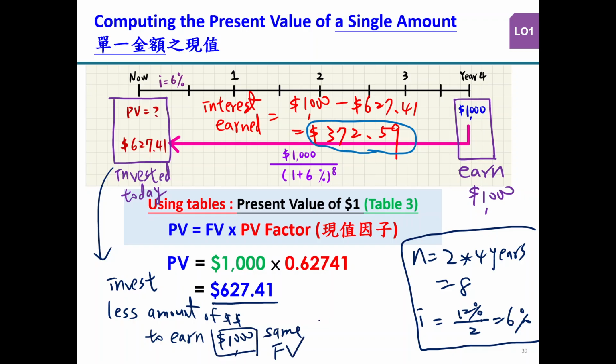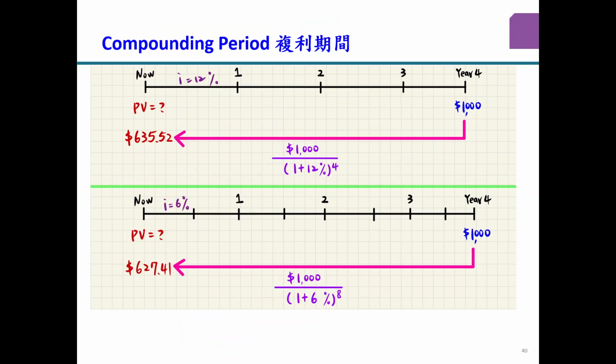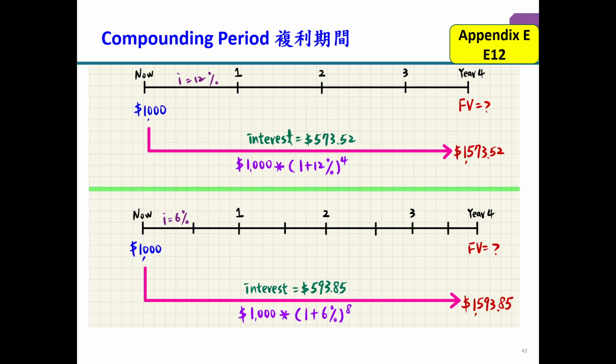Okay, so when your N is higher, your compounding period is shorter, your interest occurs more frequently, then you can invest less money and still earn the same amount, $1,000. Okay? Any questions? No problem? Then how about, if I don't need to do the math, based on the case, if this is the same case, if I invest the same amount of money, which one can you earn more money back?